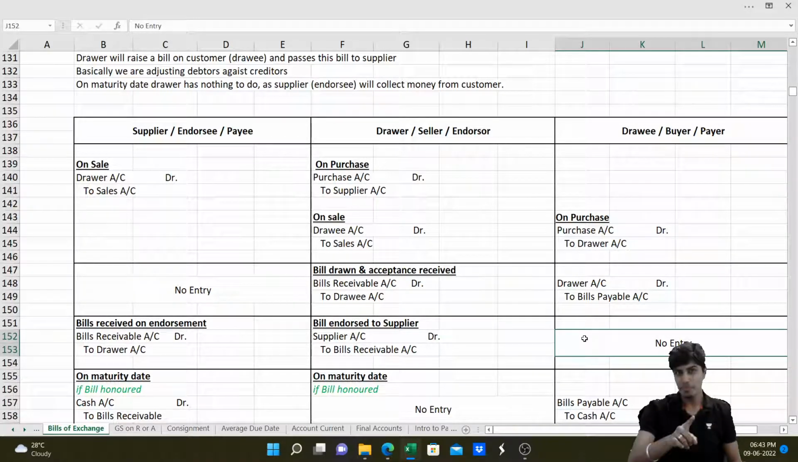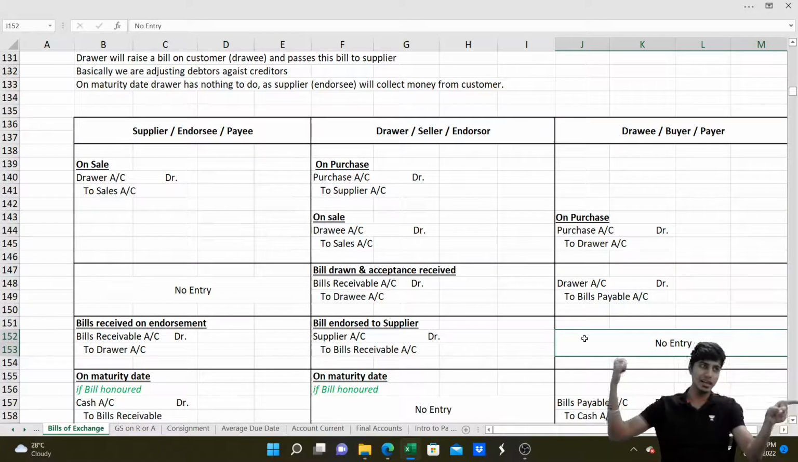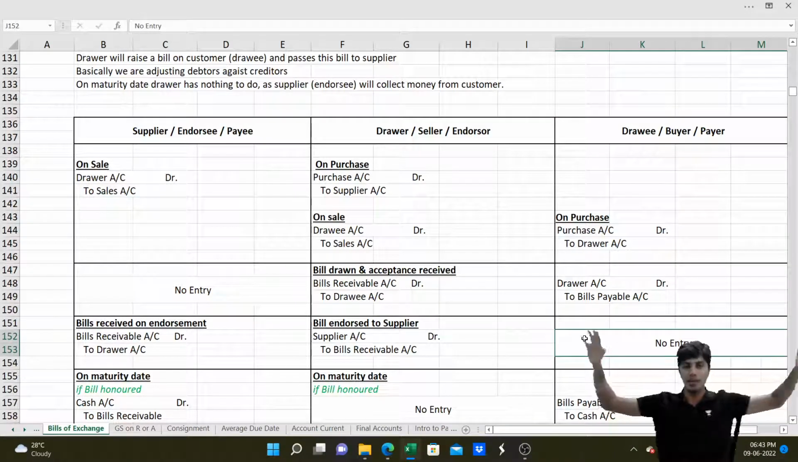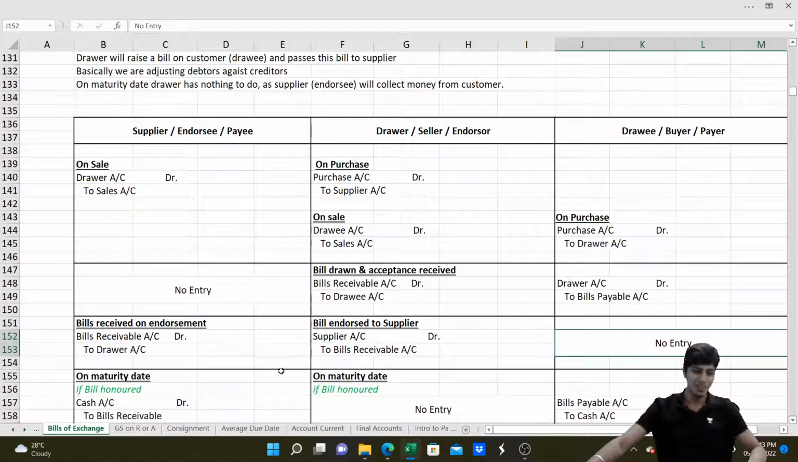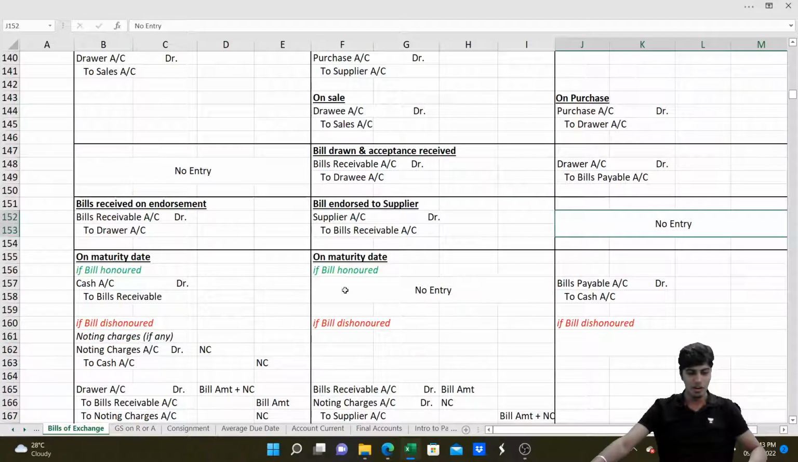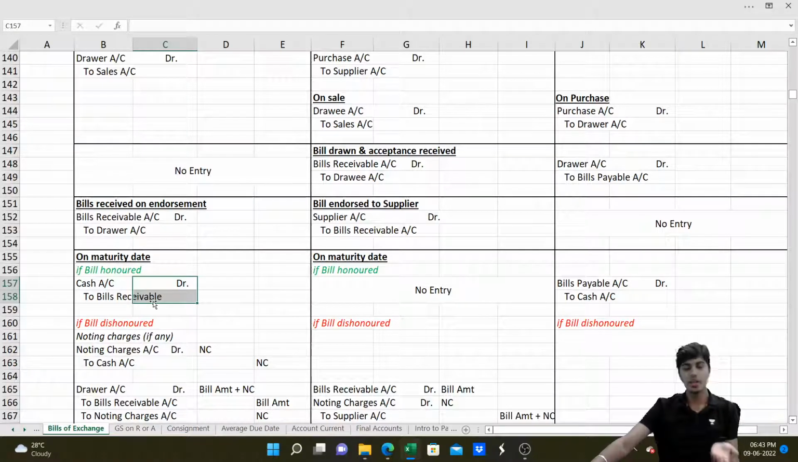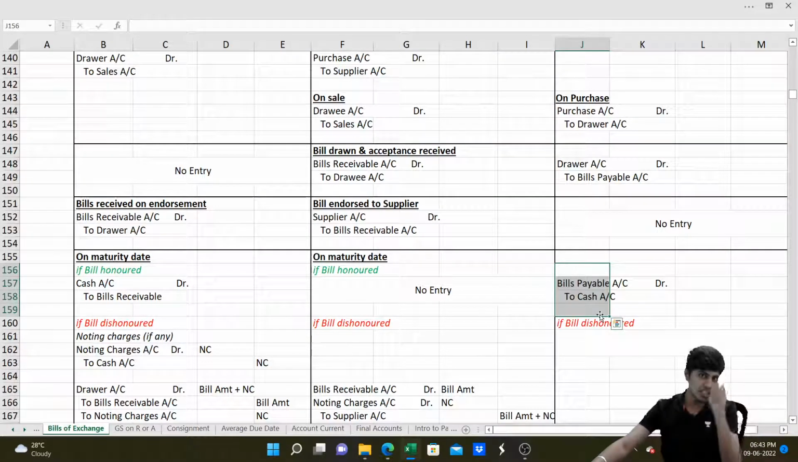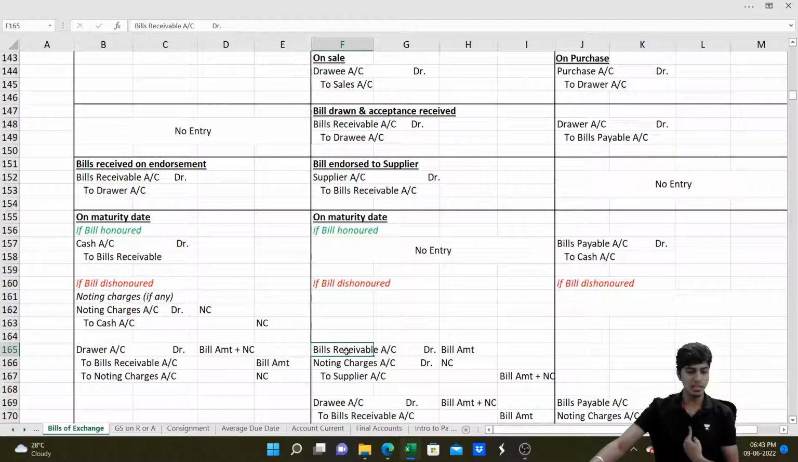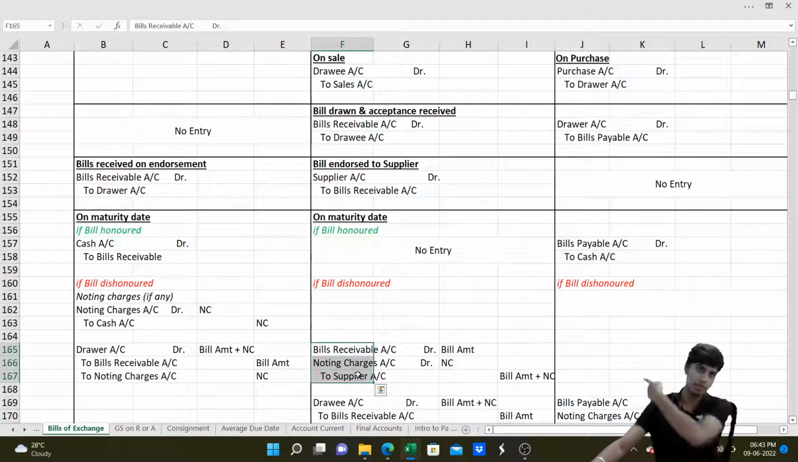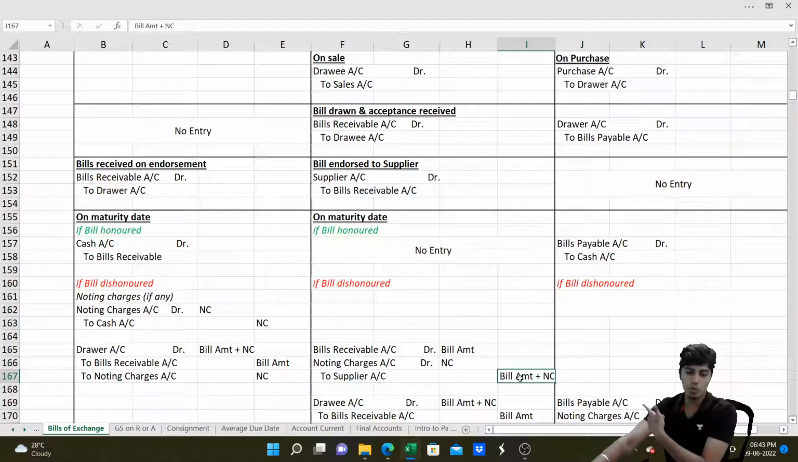On the maturity date, my supplier will go to my customer, and if my customer pays money to my supplier, I am not going to pass any entry. Got it? On the maturity date, if honored, I will not pass an entry. My supplier will write the entry cash to bills receivable because he receives. My customer will write bills payable to cash because he pays the money. If in case it is dishonored, my supplier will come back to me and give the bill back to me, so I am going to receive the bill. Got it? I will write the entry bills receivable account debit, noting charges account debit to supplier. I am going to give him the bill money and noting charges money together: credit, bill amount plus noting charges.